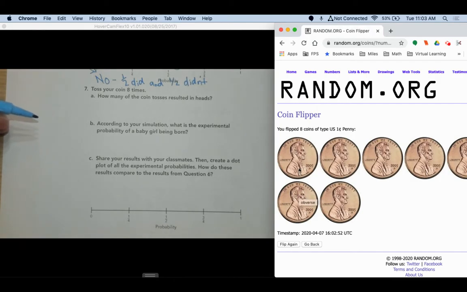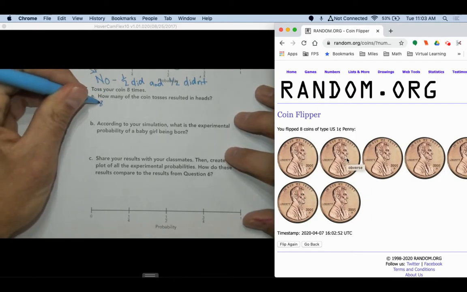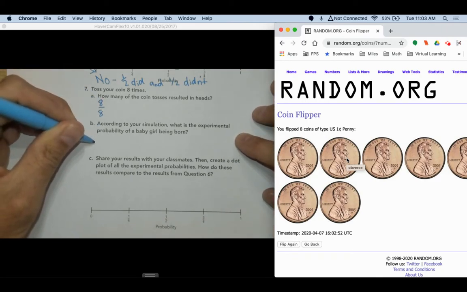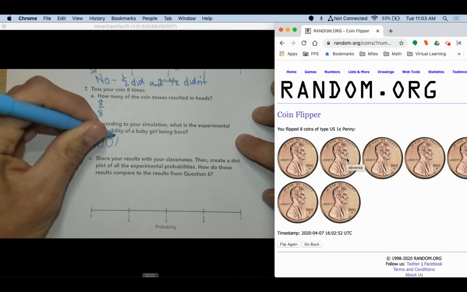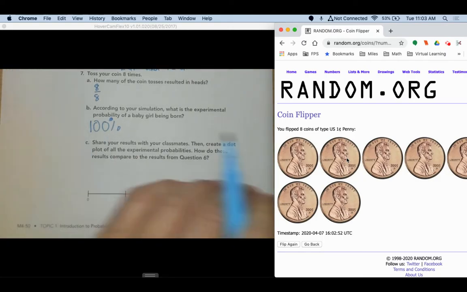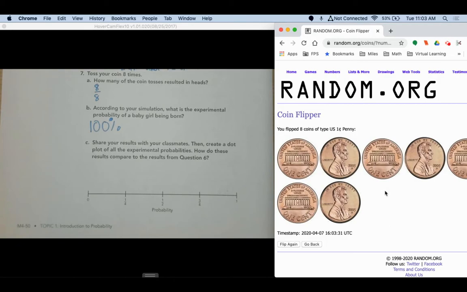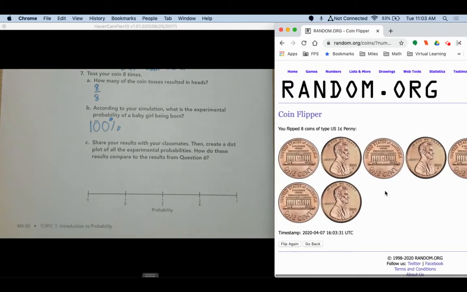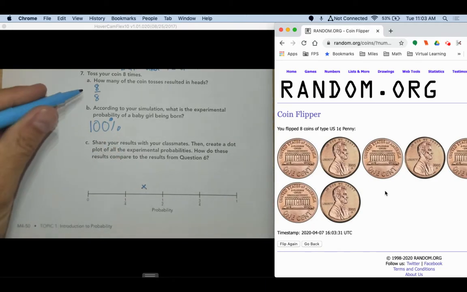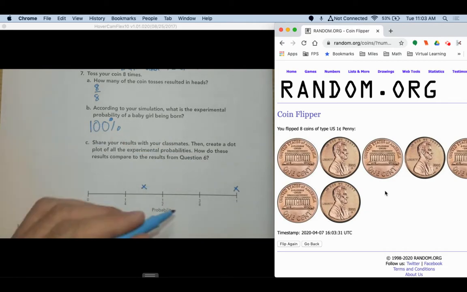All right. So 1, 2, 3, 4. So this is like 8 out of 8. And so according to my simulation, the experiment now it's 100% chance of being a girl. All right. Now I'm going to flip for the class again. I'm going to put this on there. And so now we have 1, 2, 3. So that's 3 out of 8, which would be right there. Oh, first of all, mine was 100%, so that's 2 groups.